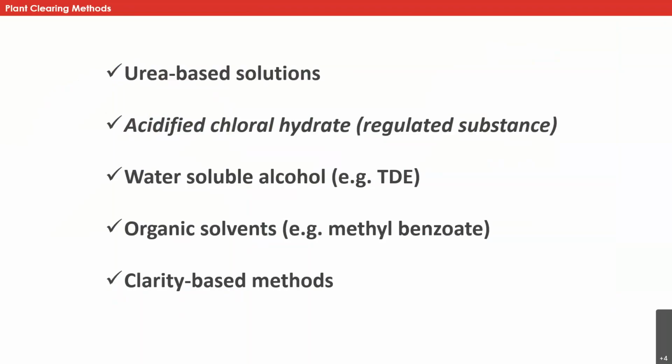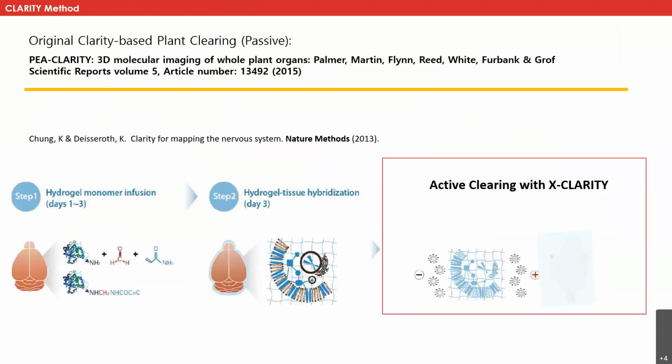And certainly there have been a couple of papers using the CLARITY-based methods, and obviously the X-CLARITY system is an extension of the CLARITY-based methods. So the original CLARITY-based method that was used for plant clearing was PEA-CLARITY, which was released back in 2015. Now, this is what we call a passive clearing method.